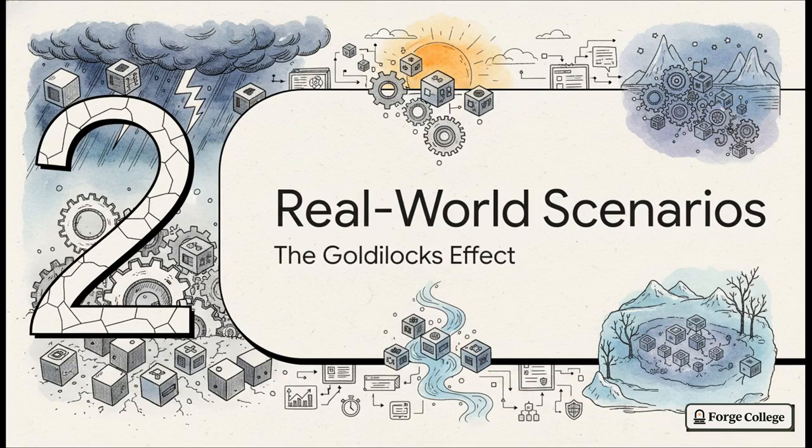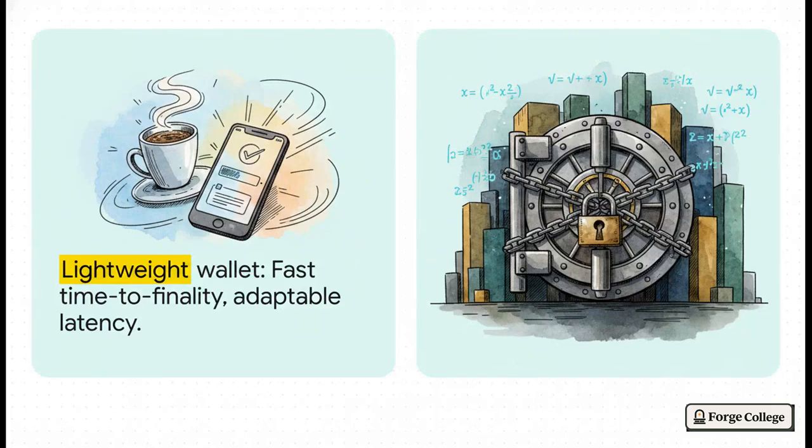Moving on to part 2, let's explore some real-world scenarios and what we call the Goldilocks effect. Let's compare 2 totally different mindsets here. On one side, we have the lightweight wallet. Think of the impatient user who just bought a coffee and needs to see a quick ETA on their phone. This wallet needs incredibly fast time to finality and has to adapt quickly to network latency so the user doesn't freak out.